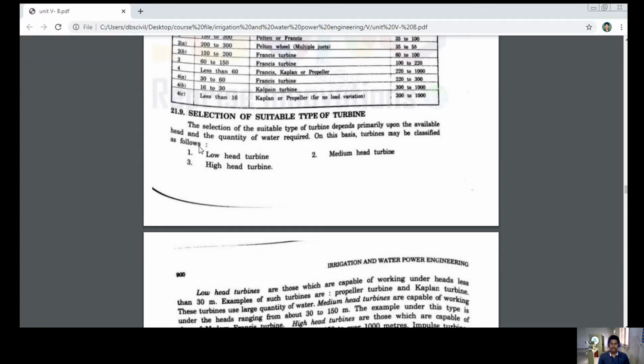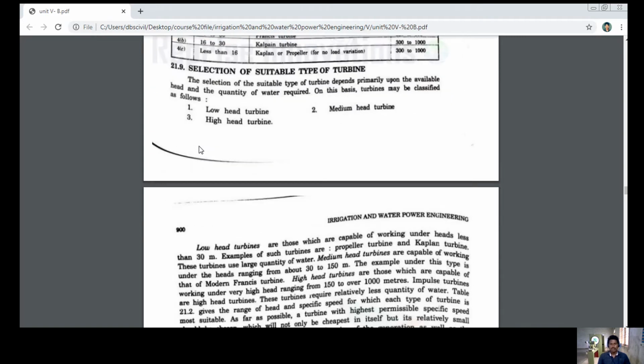For the selection of a suitable type of turbine, we should be clear, before entering the topic, about how the selection has to be made. The selection of the suitable type of turbine depends primarily upon the available head and the quantity of water required.